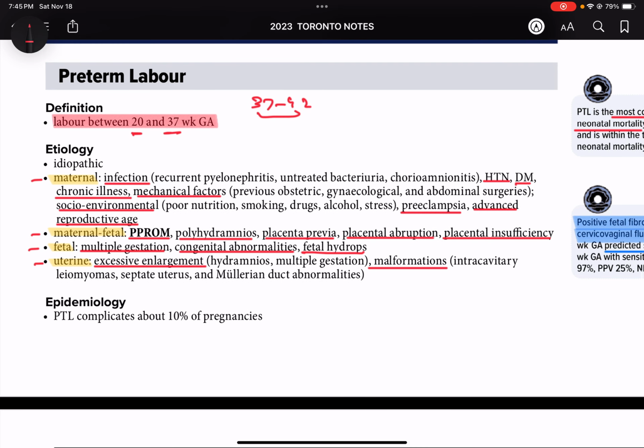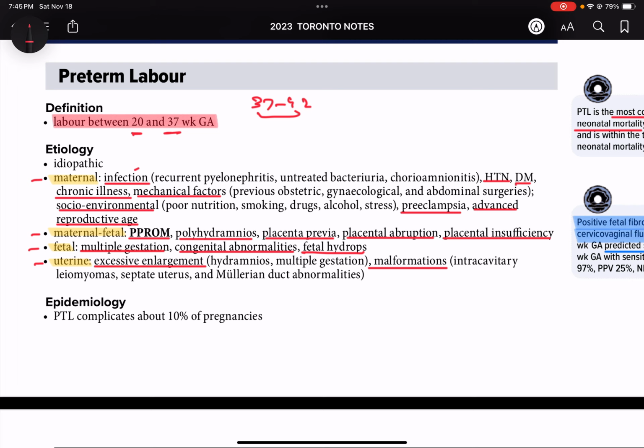What might be the causes of preterm labor? It could be maternal, fetal, or uterine. In maternal causes, the patient might have some infection going on, some chronic medical illnesses like hypertension, diabetes, and preeclampsia, or maybe maternal age is advanced, some socio-environmental problems like poor nutrition, smoking, drugs, or some mechanical factors like previous obstetrical or gynecological or abdominal surgeries.